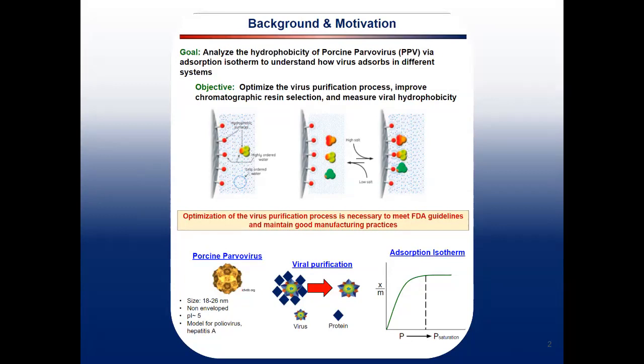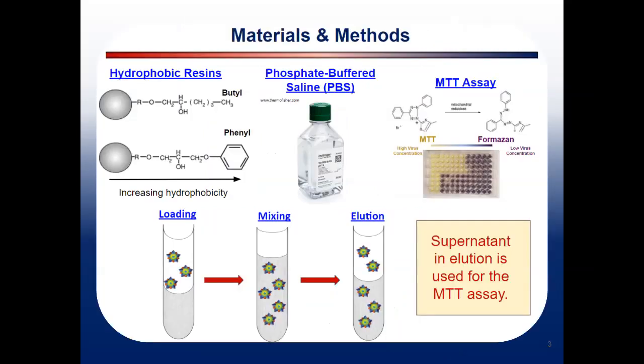Analyzing adsorption isotherms allows us to observe the effects of different solution conditions on virus adsorption. Adsorption isotherms are a graphical representation of the difference in adsorption between materials that can be compared to view the extent of adsorption. We used hydrophobic chromatography resins, phenyl and butyl Sepharose resins, as adsorbents, while the adsorbate used is PPV at different viral and salt concentrations.